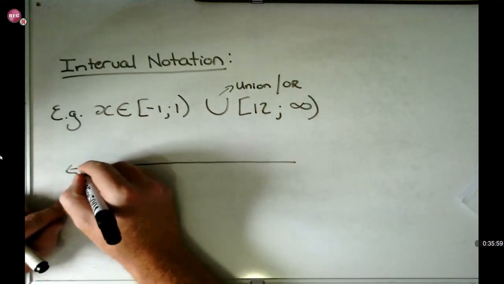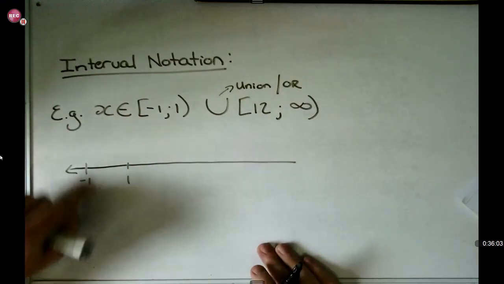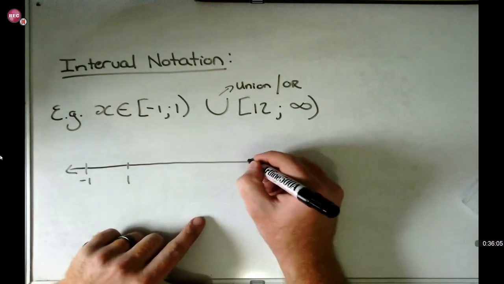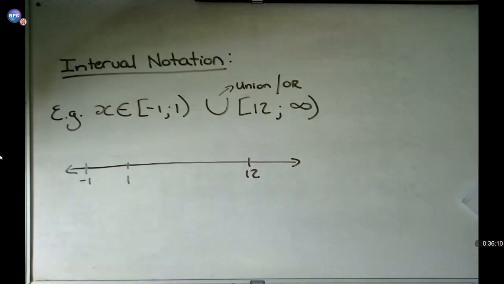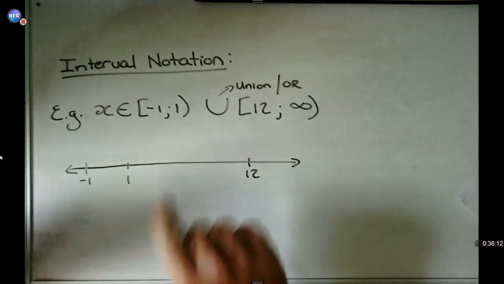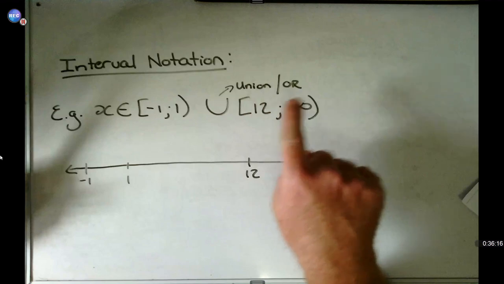We're going to go with negative 1 and 1 because we've got two numbers there. And then we're going to go to 12, which is over here, and then just close that off there. Now, let's start with this one. So we're going to represent this one first, and then we're going to go to the other one.